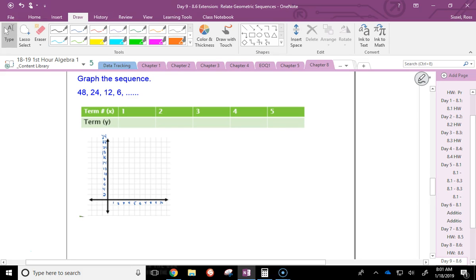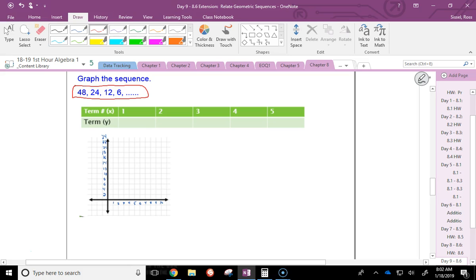All right, so graph the sequence. Now we're being asked to graph this. A lot of our graphing comes off of tables. You have X and Y. The easiest way to graph a sequence is, here's our sequence, and when they ask you to graph it, a lot of people get confused on how to do that, but it's pretty simple.